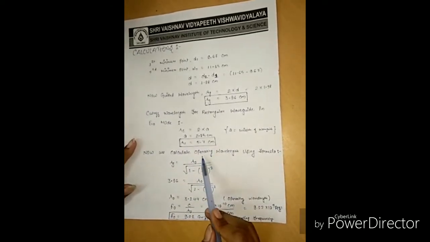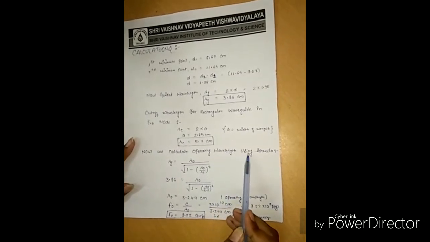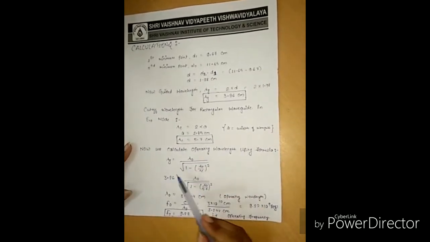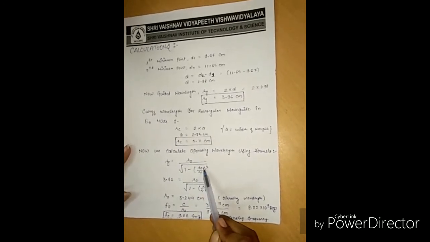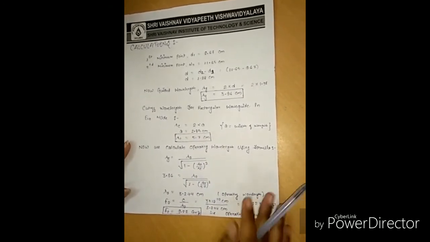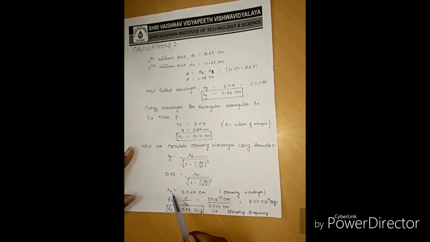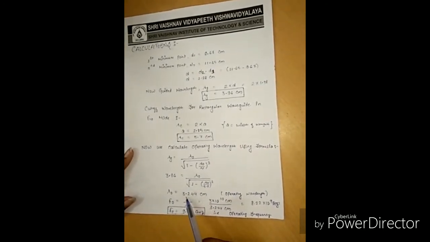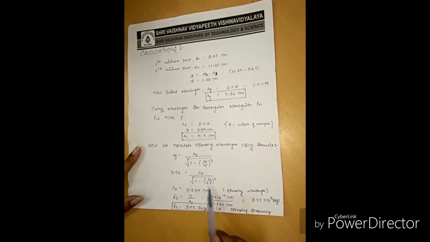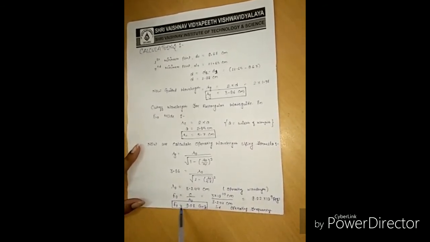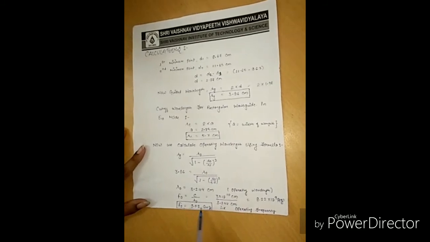Now we calculate the operating wavelength using the formula, that is lambda g is equal to lambda naught upon under root 1 minus lambda naught by lambda c whole square. So we get our operating wavelength equal to 3.24 cm, and from this operating wavelength we get the operating frequency, that is equal to c by lambda naught. So we get operating frequency f naught equal to 9.22 gigahertz.